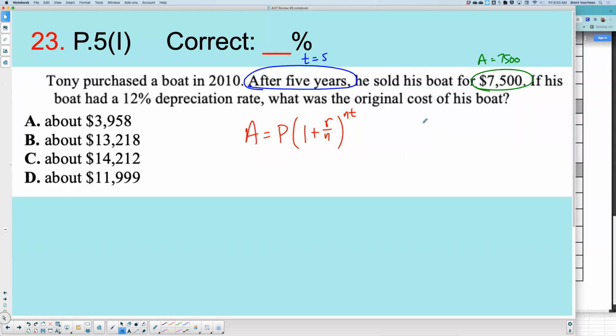His boat had a 12% depreciation rate. What does that mean? Very good. It's going negative. And not only that, depreciation gives away depreciation or appreciation. Always go with the formula with a 1. Appreciation would mean 1 plus. Depreciation means 1 minus. So that also gives away it's this formula. And so that is a rate of negative 12%.